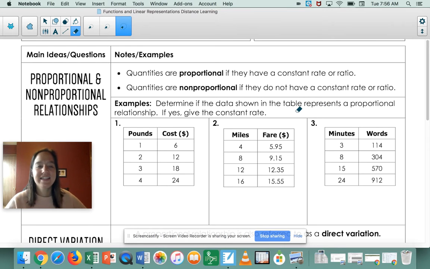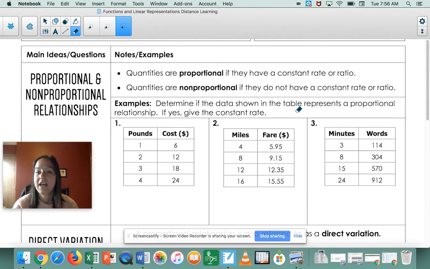Hello, everyone. Welcome back. Today we are going to talk about proportional and non-proportional relationships. We are going to be talking about direct variations, and we're going to go ahead and get started. So today we're starting off with proportional and non-proportional.